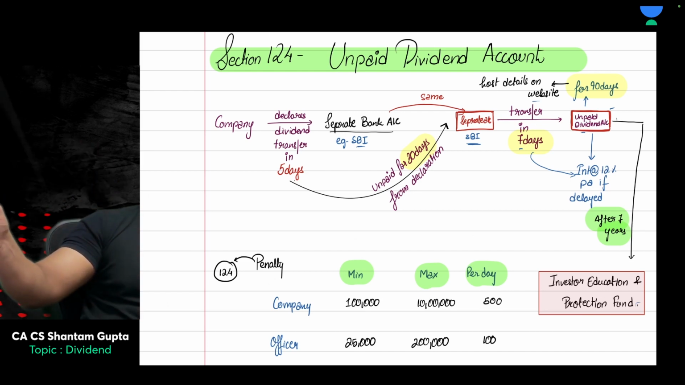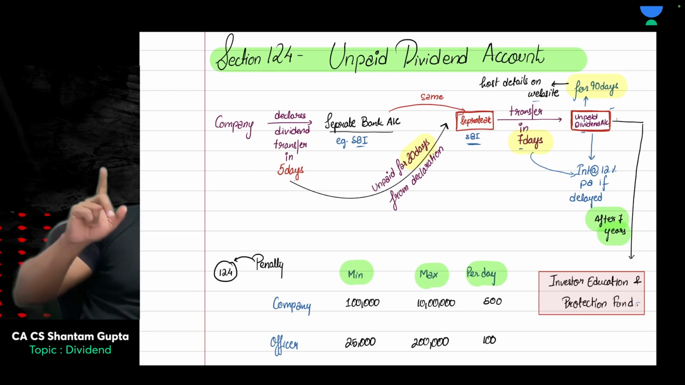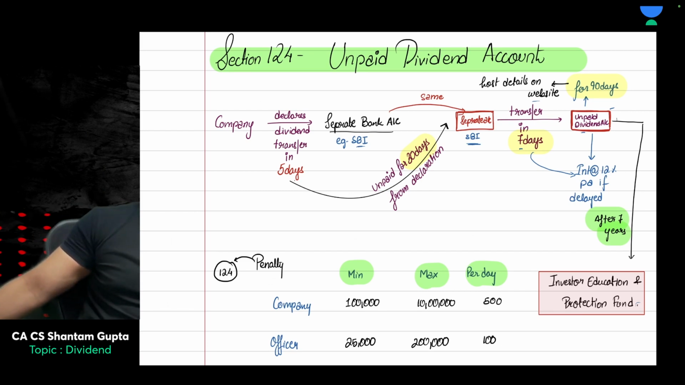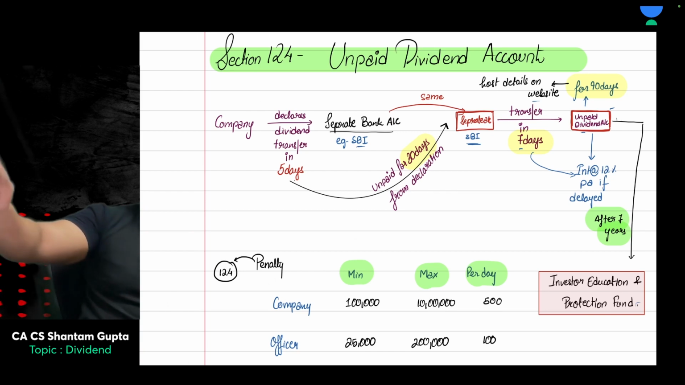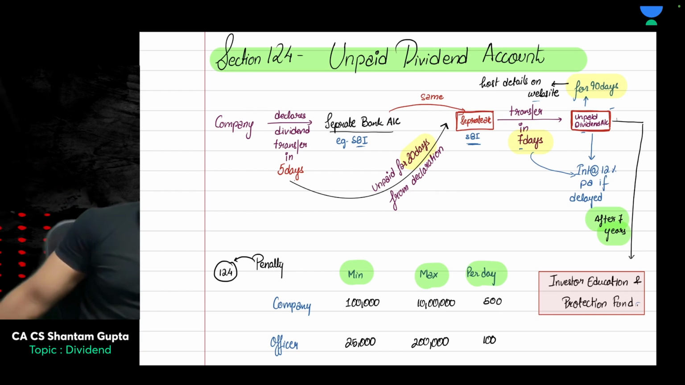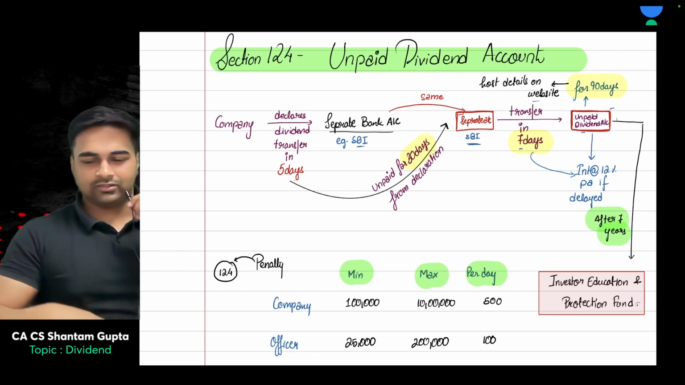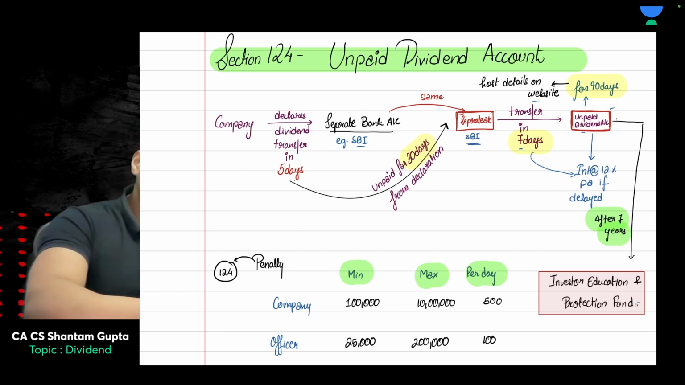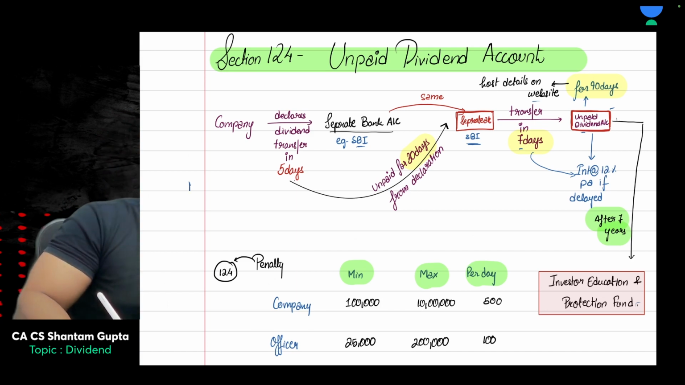5 days, 5 days, 30 days, 7 days, 90 days, 7 years. Okay, that is how it goes. Now this is extremely important for just one purpose: MCQ.